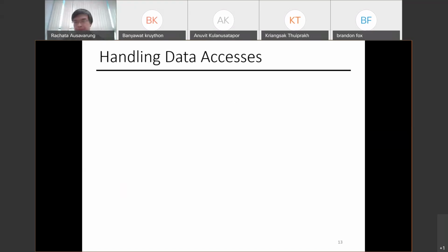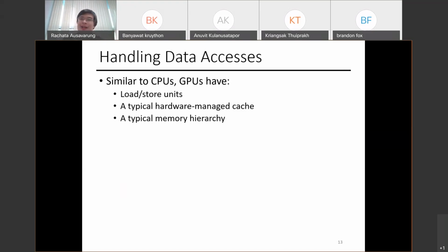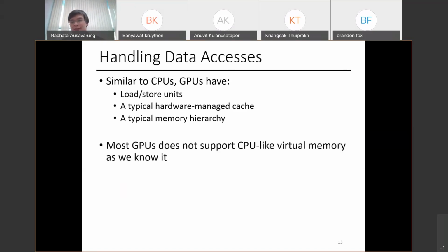All right, so let's talk about how the GPU handles data access. It's essentially similar to the CPU. The GPU also has things like load store unit, the cache, and the memory hierarchy, right? Right now, the simple version of the GPU, the one that we have the money to buy, doesn't really support full-blown CPU-like virtual memory as we know it. Even the A100, the most expensive model, still doesn't support virtual memory as we know it. Similar to the CPU, it's still not fully featured like the CPU side.